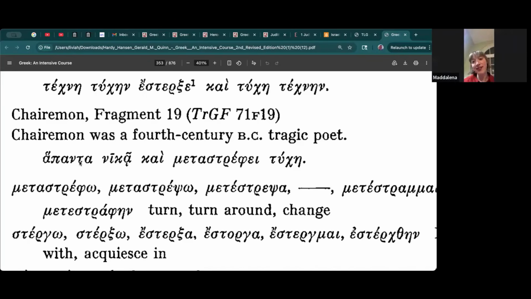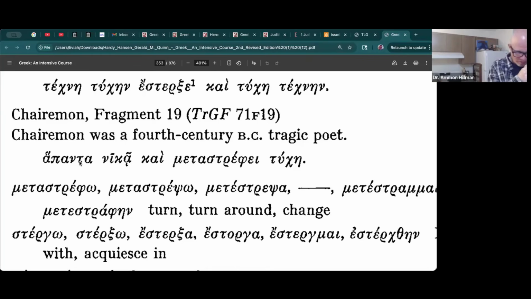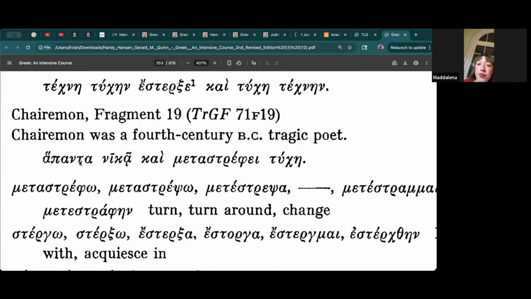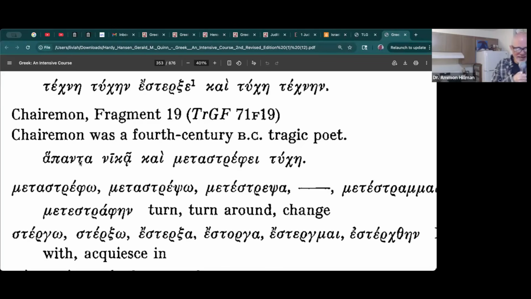And this is Chiron, a tragic poet. So this is a quote from the stage. So your audience is listening to this music backwards. Think about that, right? Because the singer is saying hapanta first.